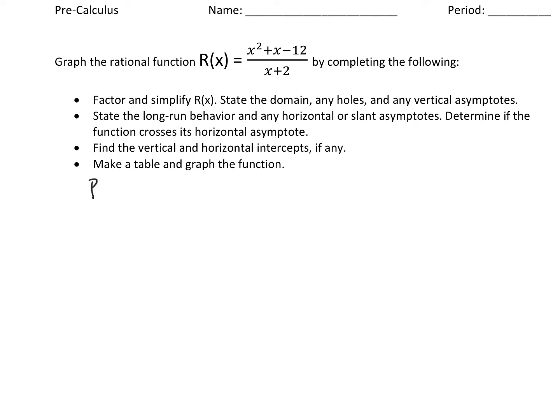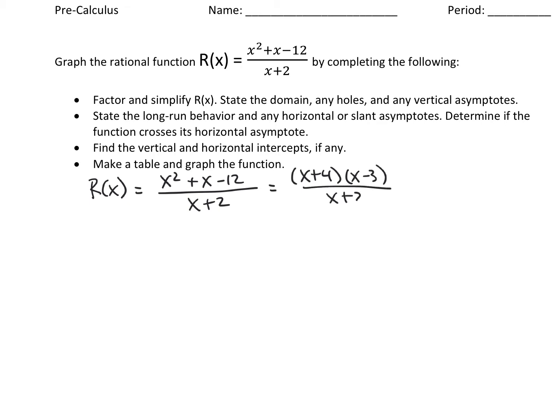Okay. Much better. R of x is equal to x squared plus x minus 12 divided by x plus 2. First, we want to factor this. So our numerator will be x plus 4 times x minus 3, divided by x plus 2.